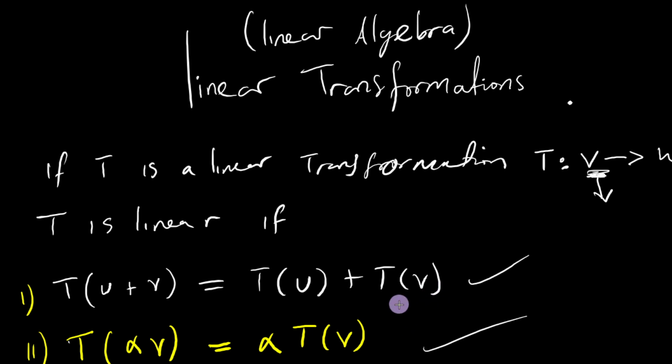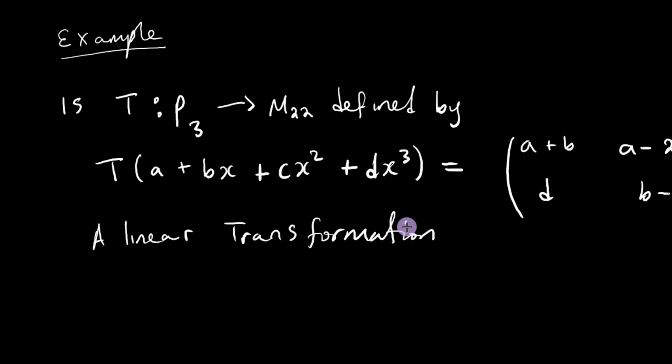Okay, so let's look at an example, then we progress from there. All right, so we have this question here. Is T that maps a polynomial in 3 dimensions onto a 2 by 2 matrix defined by, so you have a polynomial there, and what you get is a 2 by 2 matrix, a linear transformation?